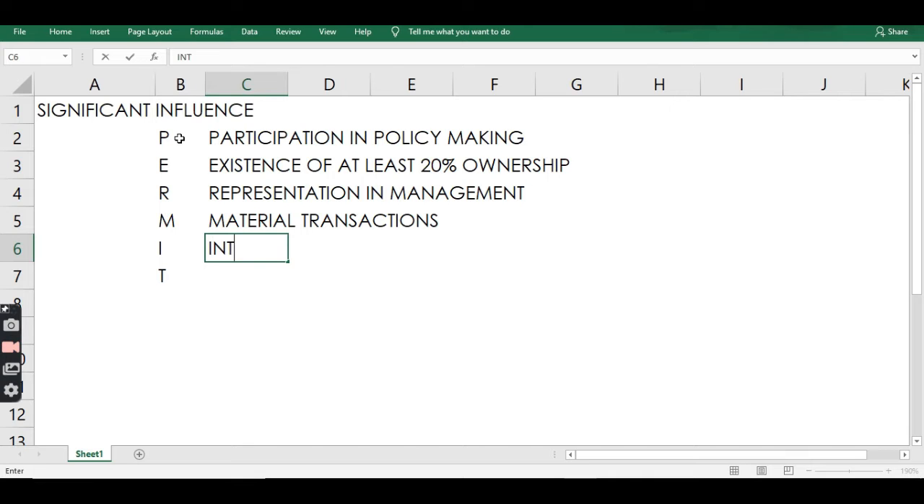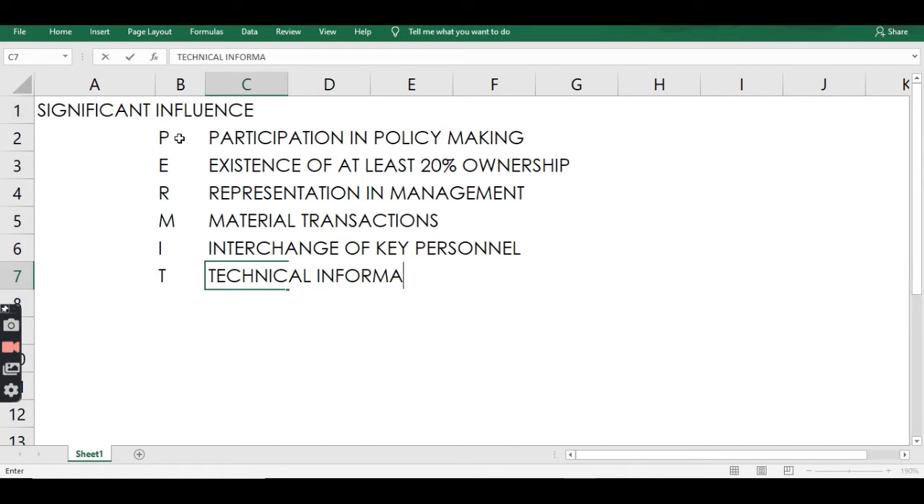Ano yung I? Ito yung interchange of key personnel. Okay? Or key management personnel. Tapos yung T, technical information sharing. Okay? So yan basically yung mga items natin na kailangan nating i-consider pagdating dun sa determination ng significant influence.